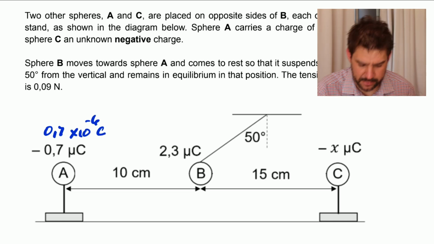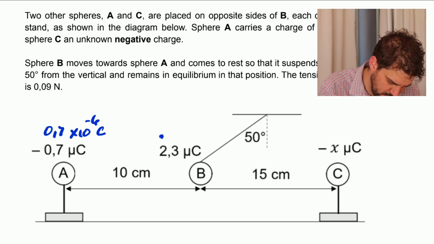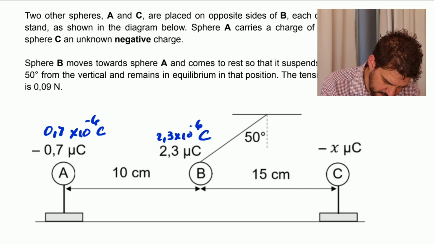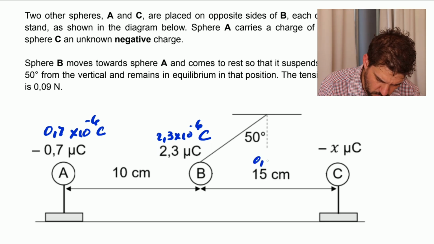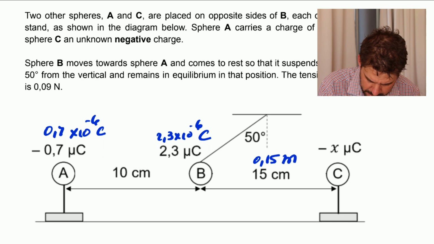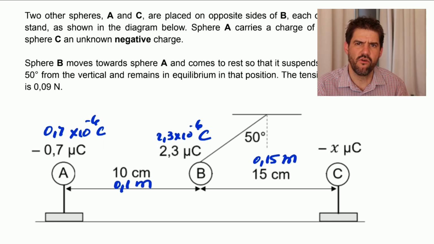And then sphere C, we don't know how much it is. This one is still 2.3 times 10 to the minus 6 coulombs. That is what we have. The distance here is 0.15 meters. The distance here is 0.1 meters. So we have all the information given.